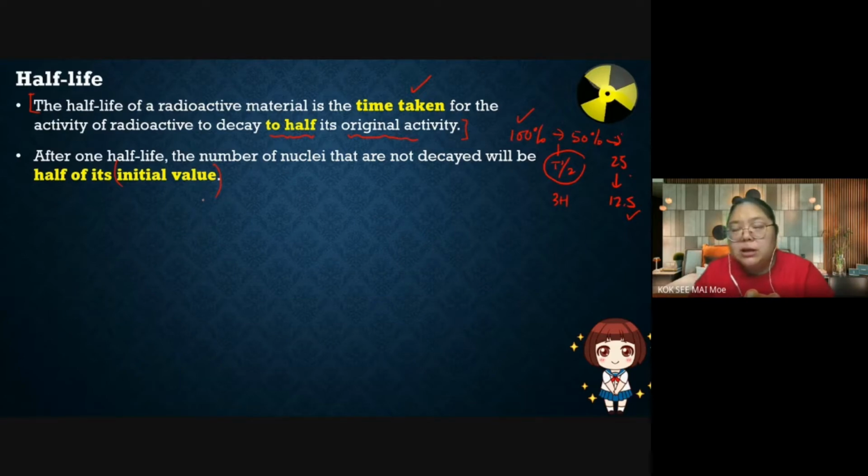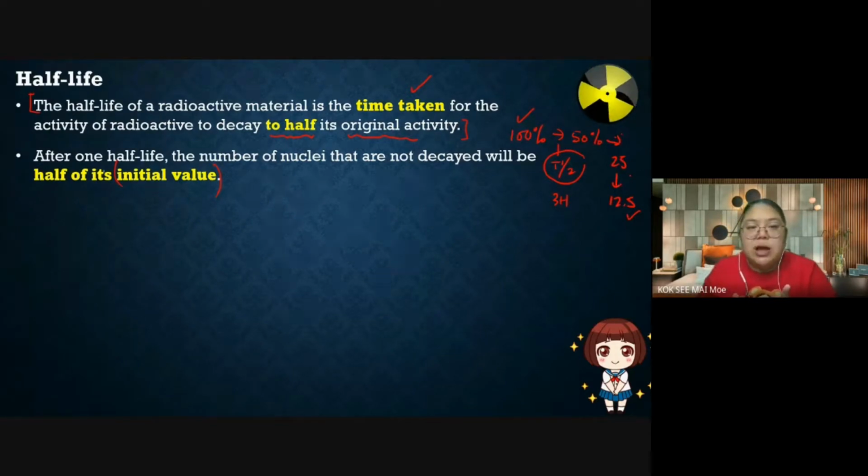If you continue to decay again, you only have 12.5% left. So 87.5% has decayed, which is 100% minus 12.5%. So you need to read the question very carefully. Sometimes the question tells you this number is already decayed, or this number is not yet decayed. So you must be careful. Half-life is every time it becomes half, the time taken is what we call half-life.